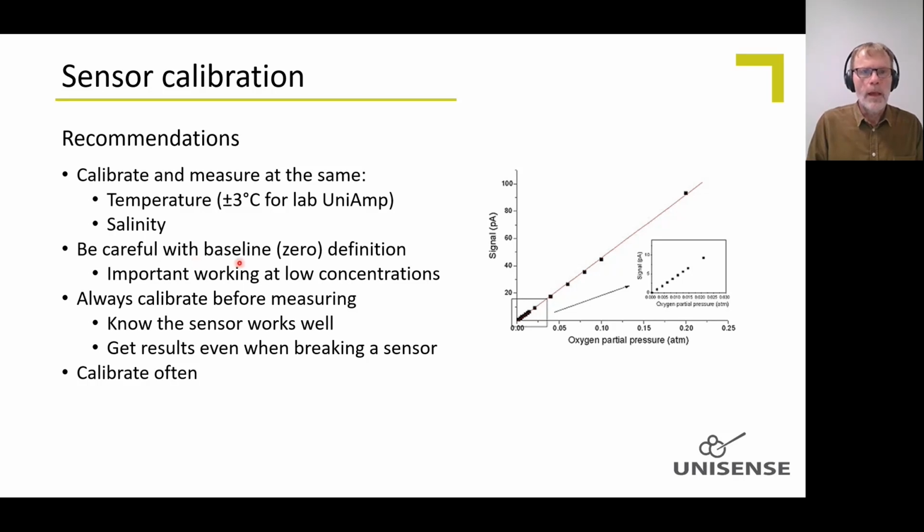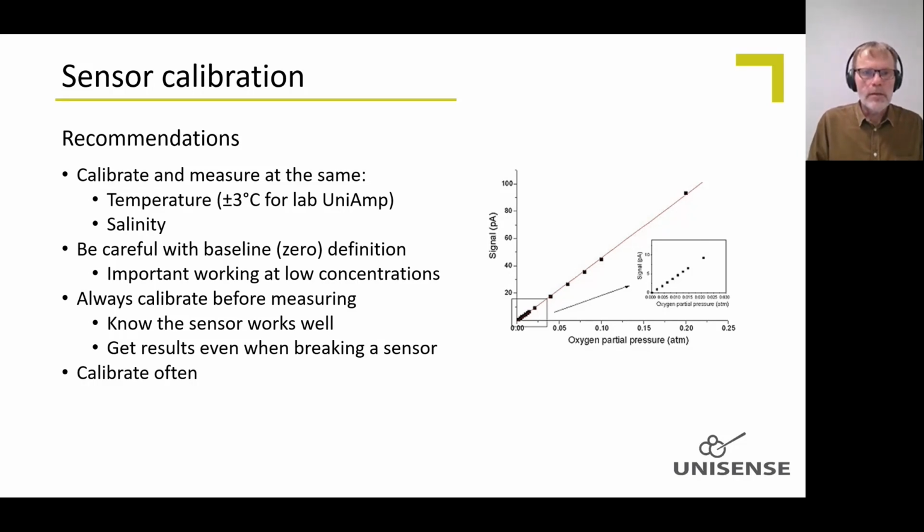Be careful with the baseline, so the zero calibration. This is especially important at low concentrations. For example, if you're measuring sulfide, you want to know if there's a little bit or there's nothing. Then you need to know the exact signal for zero to be able to tell the difference.